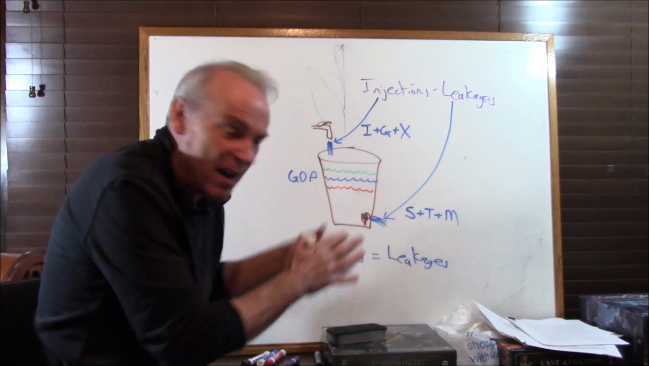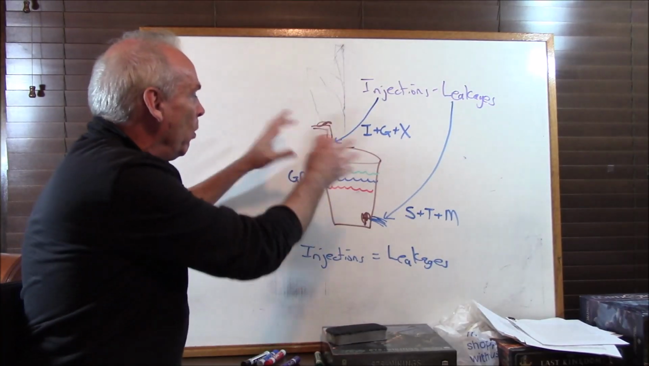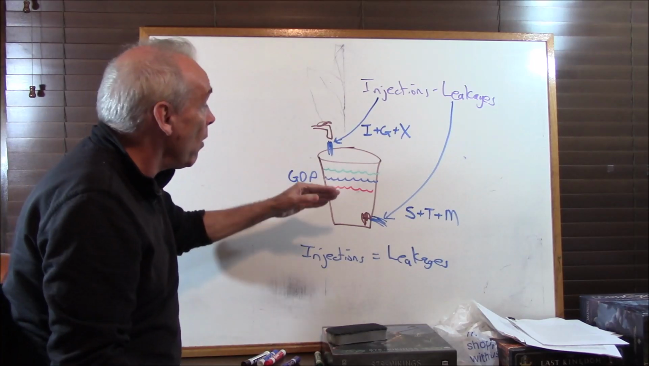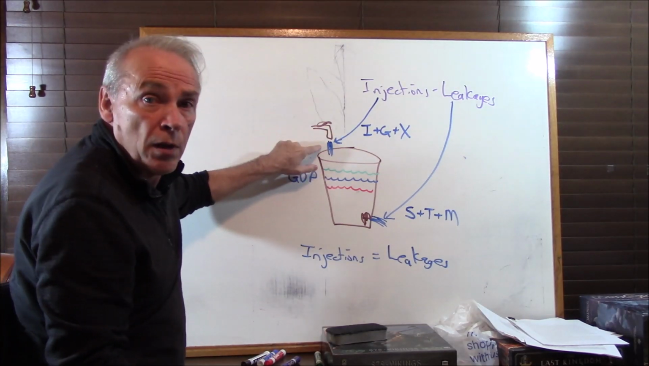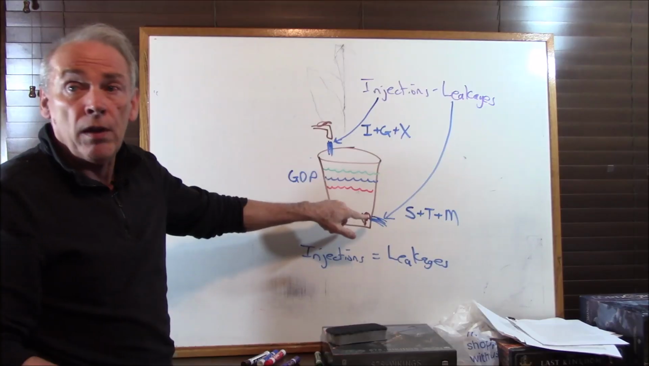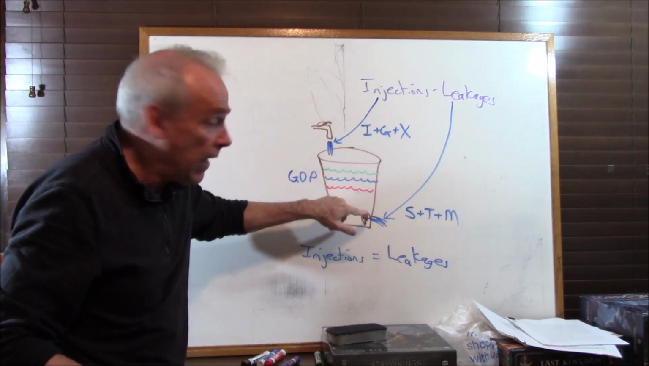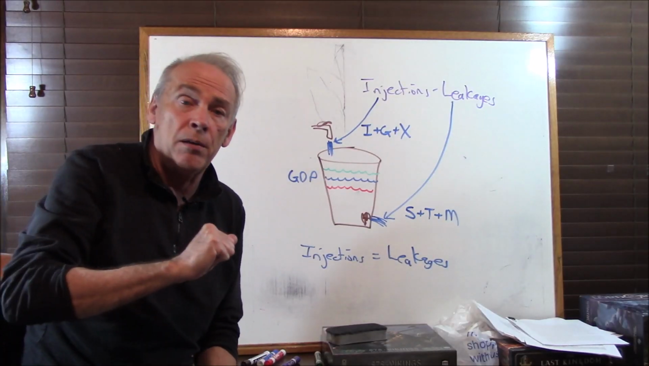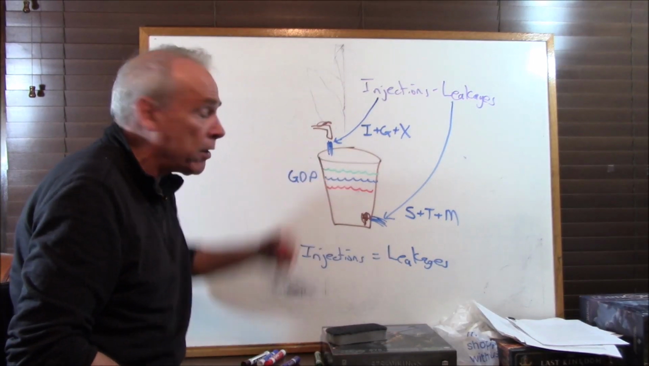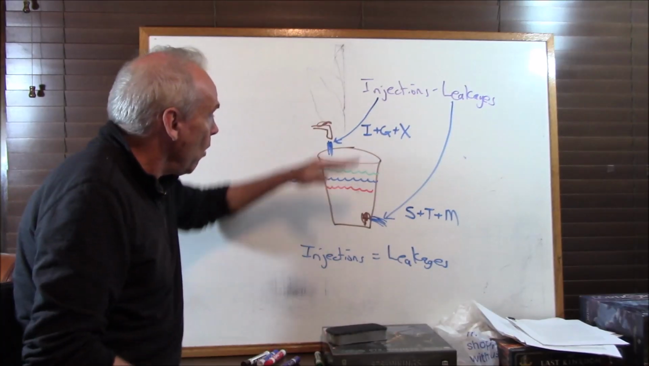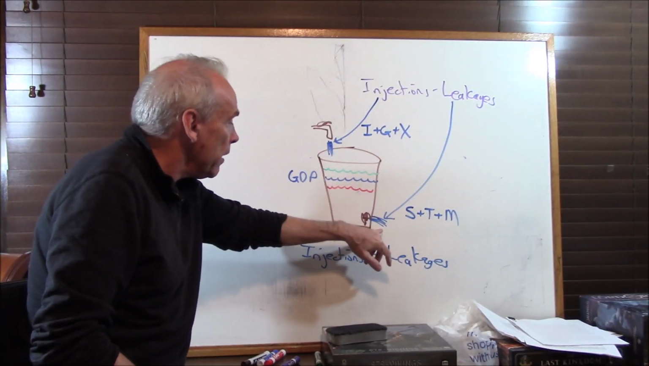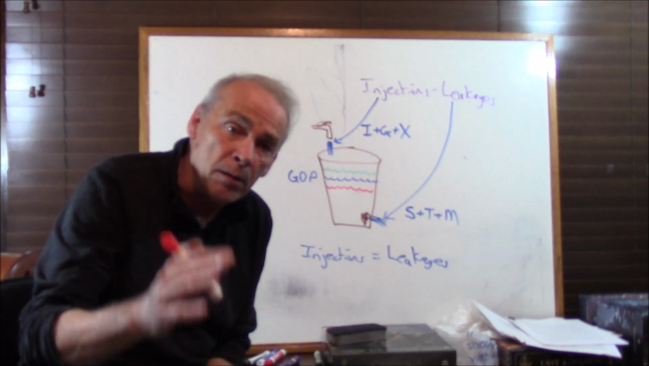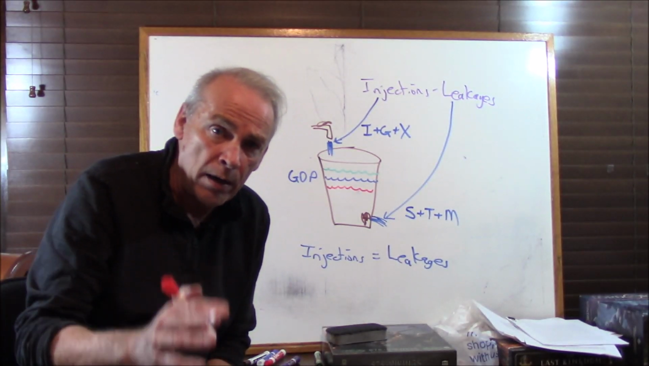Only problem I have with my analogy is if you turn the water way up, it starts to pour out the top. So I guess you have to count that as a leakage too, out the top. But otherwise, whatever you do to the faucet, the hole will eventually catch up. If you turn it up a little bit, then the water level will go up until the leakage down here is equal to the injection. If you turn it down, then the water level will drop until the leakage is equal to the new lower injection. That is exactly the way it works in the macro economy.